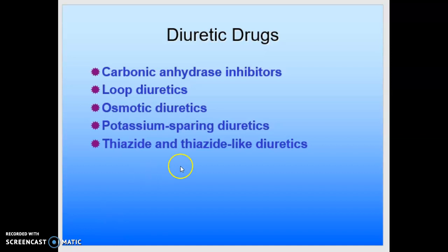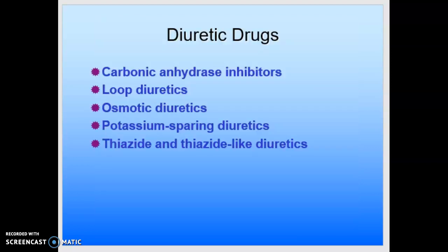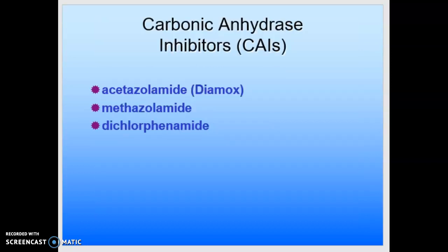So when we look at these categories, you'll notice on the prior slide in this picture, they're listed down here in the bottom left-hand corner with little numbers that tell us primarily where these drugs work. So let's talk about each category individually. We'll start with the carbonic anhydrase inhibitors. On your concept map, you'll see them listed on the left-hand side. These are things like acetazolamide or Diamox, methazolamide, or dichlorphenamide.